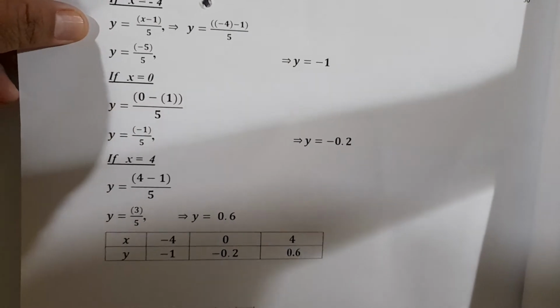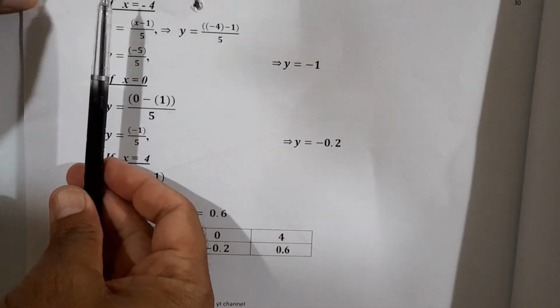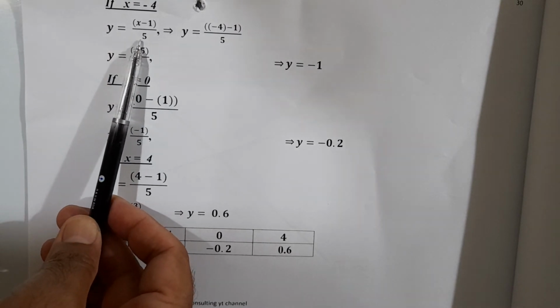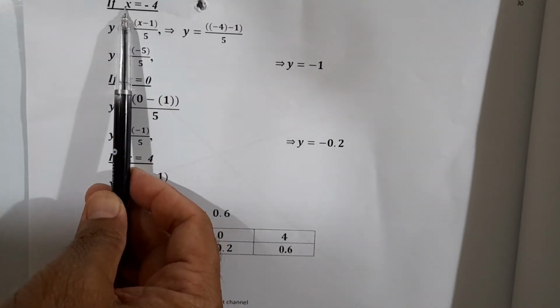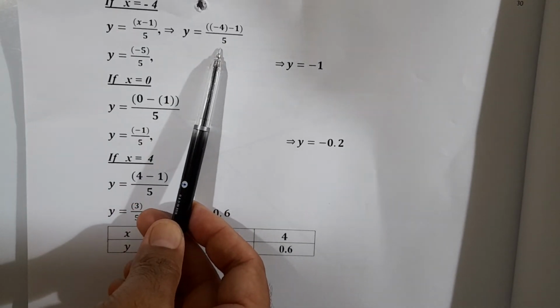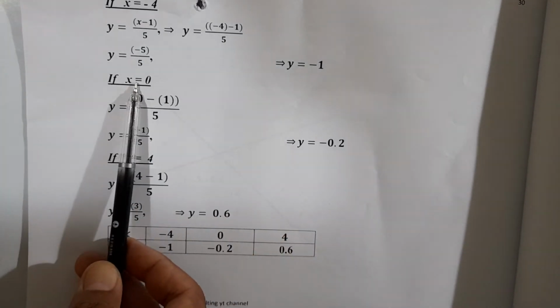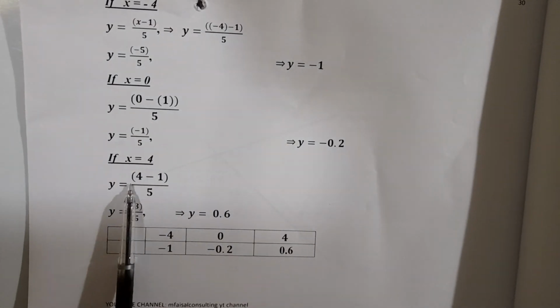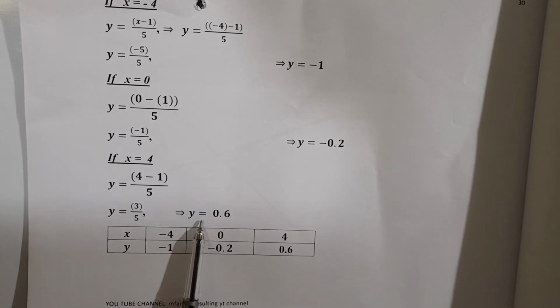Now we're moving on to the next equation, that is y is equal to x minus 1 divided by 5. So we're putting x as minus 4. Minus 4 minus 1 is minus 5. Minus 5 divided by 5 is minus 1. When x was 0, minus 1 divided by 5 is minus 0.2. When x was 4, 4 minus 1 is 3. 3 by 5, y was 0.6.